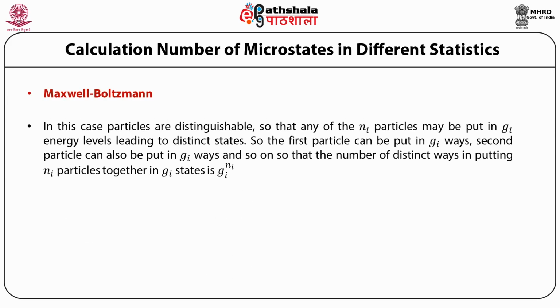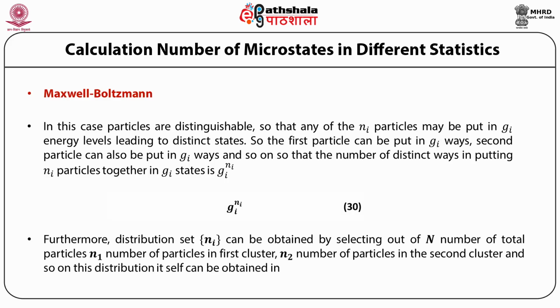In this case, particles are distinguishable so that any of the Ni particles may be put in Gi energy levels, leading to distinct states. So the first particle can be put in Gi ways, the second particle can also be put in Gi ways, and so on, so that the number of distinct ways of putting Ni particles together in Gi states is Gi raised to power Ni.